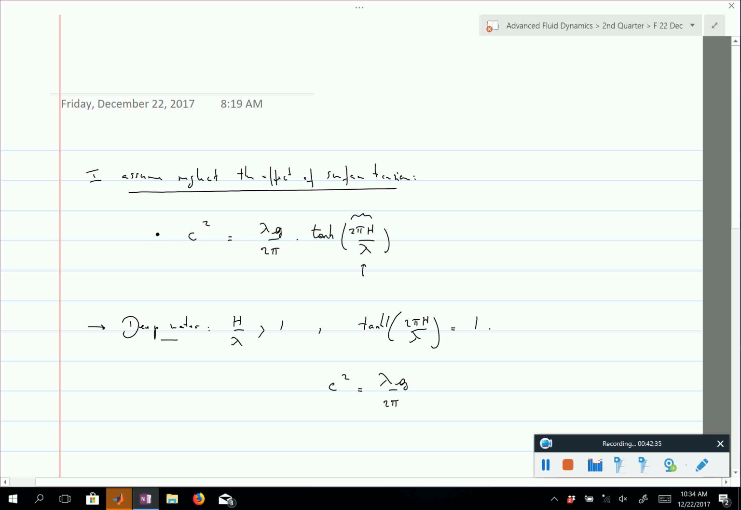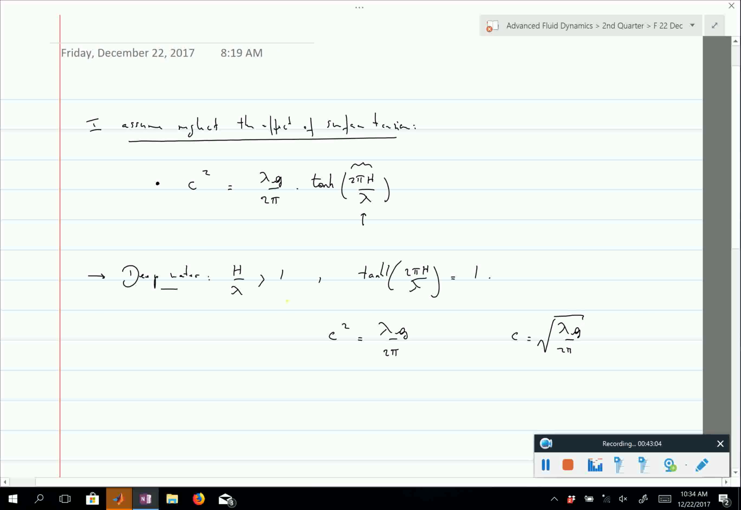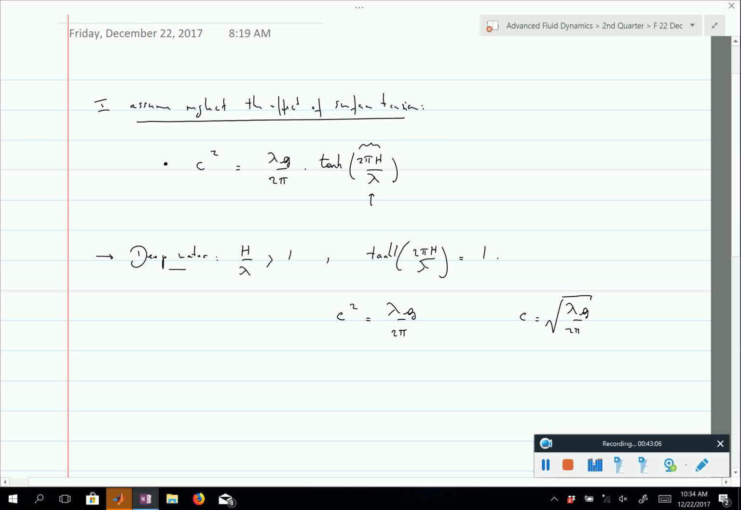The important thing here is to see that your wave speed, c, is equal to the square root of lambda g divided by 2 pi. So your wave speed does depend on the wavelength. Right? So if you have a disturbance with several wavelengths in there, which waves propagate faster? Those with short wavelengths or those with large wavelengths? With large wavelengths. So those that have long wavelengths propagate faster than those that have small wavelengths.